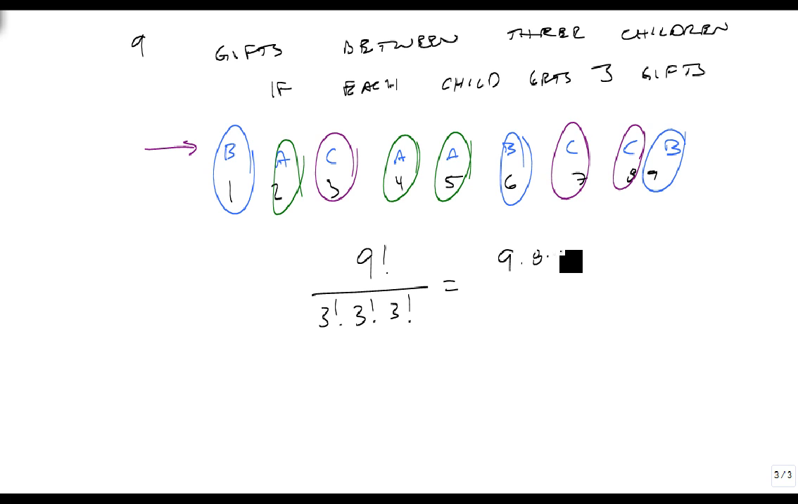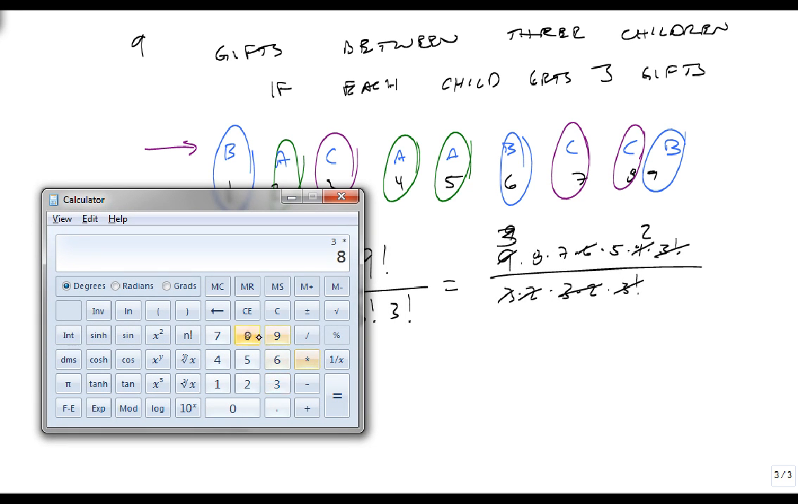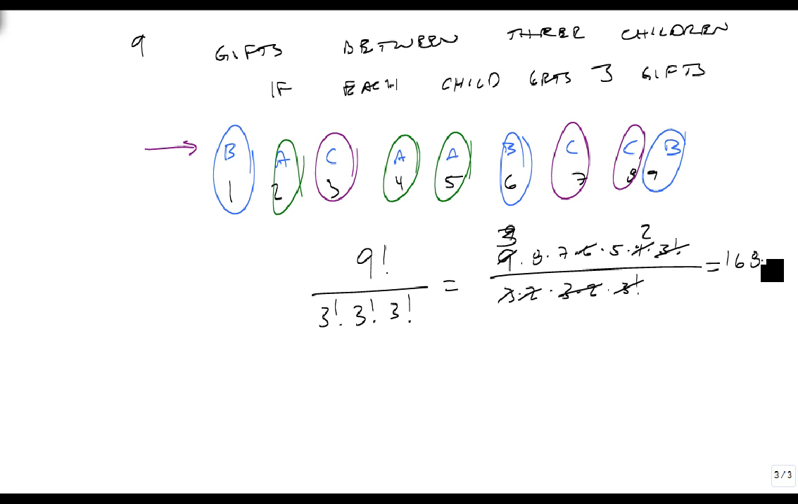So we get 9 times 8 times 7 times 6 times 5 times 4 times 3 factorial over 3 times 2 times 3 times 2 times 3 factorial. The 3 and the 2 is a 6. The 3 goes into the 9 3 times, and the 2 goes into the 4 twice. And we end up with 3 times 8 times 7 times 5 times 2. There are 1,680 different ways of partitioning these gifts through the 3 children so that each child gets 3 gifts total.